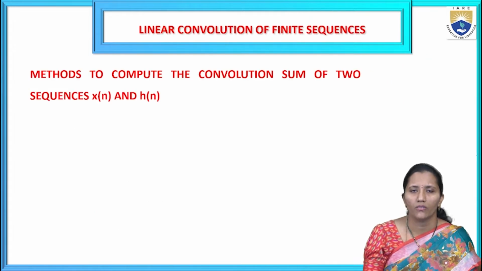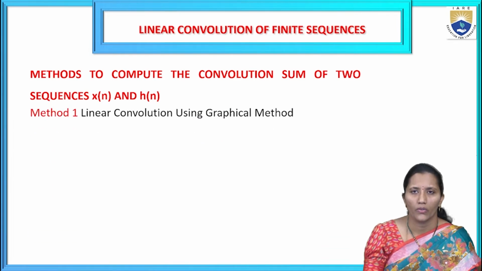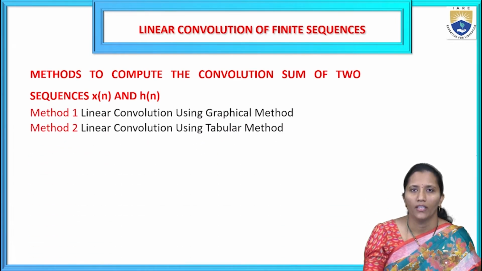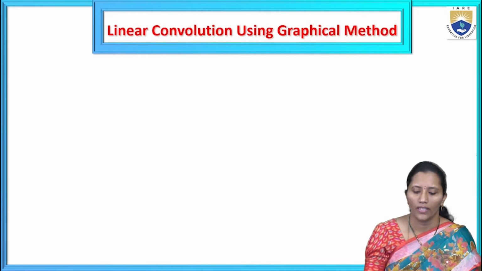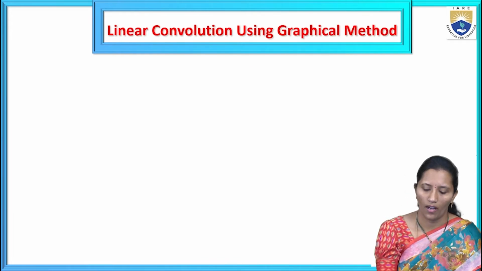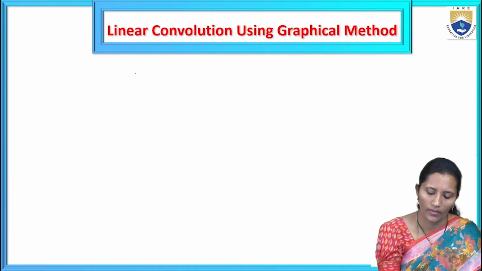So what are the methods to compute the convolution sum of two sequences by using linear convolution, sir? Linear convolution using graphical method, linear convolution using tabular method, linear convolution using matrix method. So here first we will discuss how to find the linear convolution.